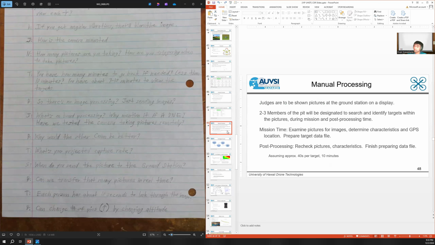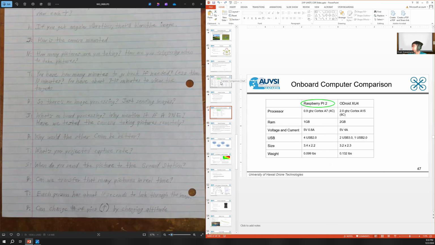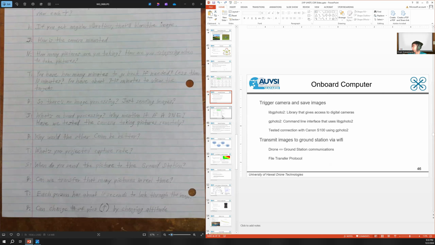But as you can see, there's a lot of questions about how all this process works, right? Because we didn't give a lot of details. This is very high level. Like trigger the camera, how does that happen? Where do you store the images? How do you send them down to the ground station? What are the connections for the Wi-Fi? What hardware do you need to make that? So those are all the important questions here.